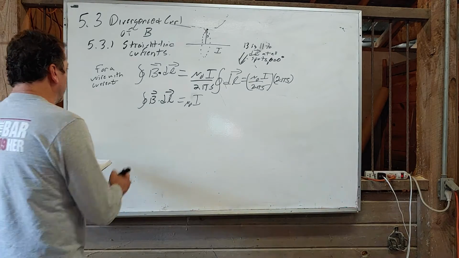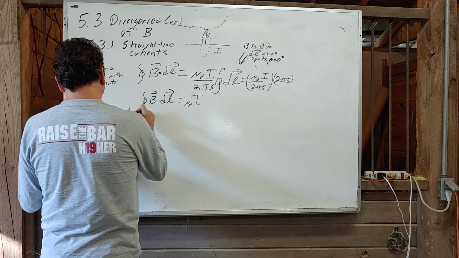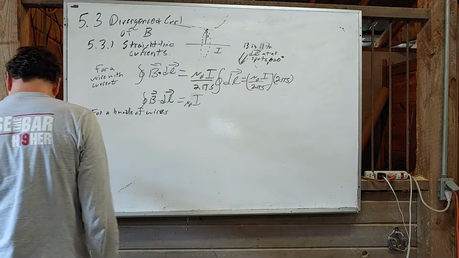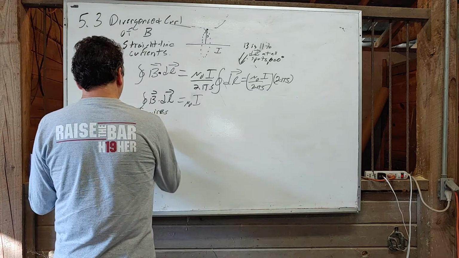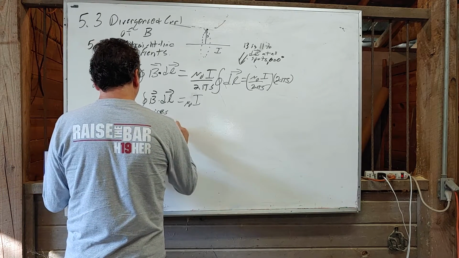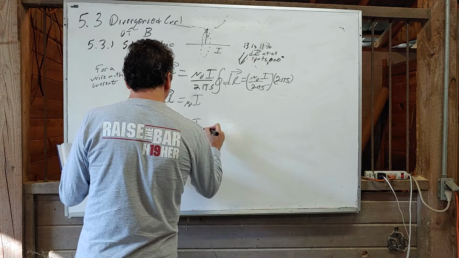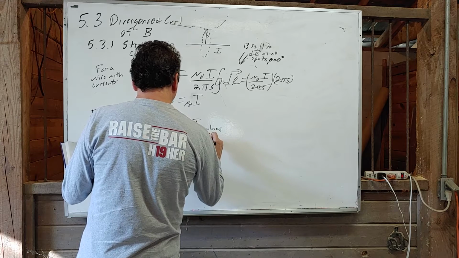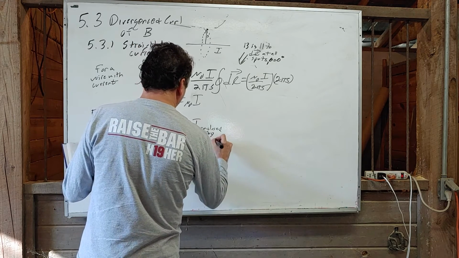So that's for one wire. For a bundle of wires, we would just take mu naught, the current enclosed by the, basically your point of interest.